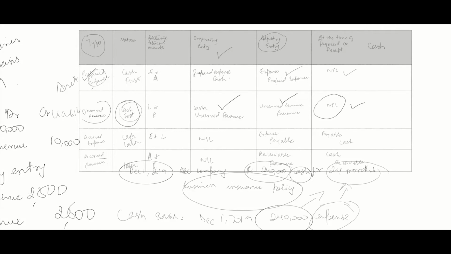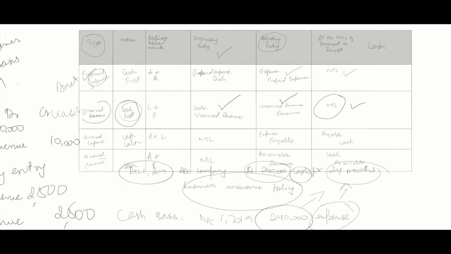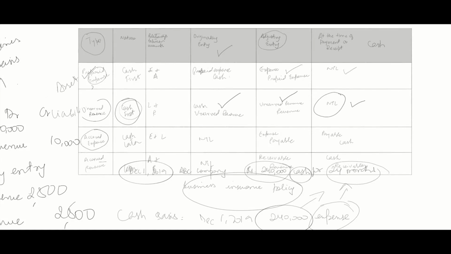Third type of adjusting entry is accrued expense. Accrued expenses are the expenses which have been already incurred but not yet paid. So basically they are the payables actually. When an expense has been incurred and we have not paid yet, that is an accrued expense. Accrued, if we look at its meaning, it means accumulation.